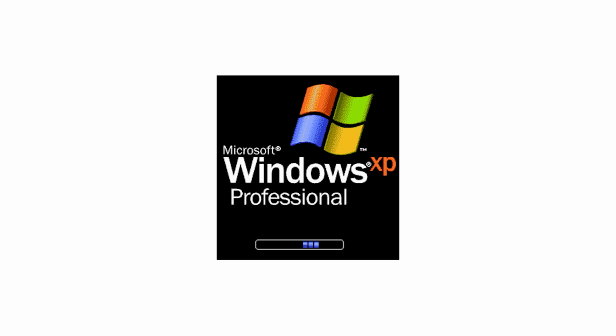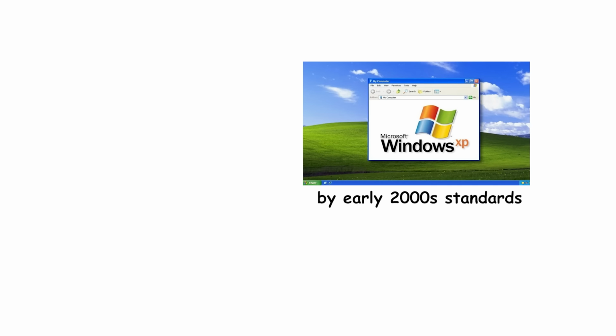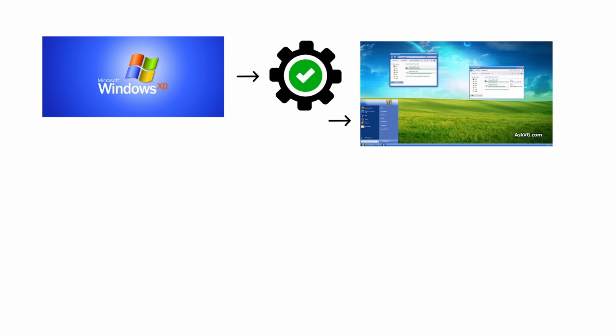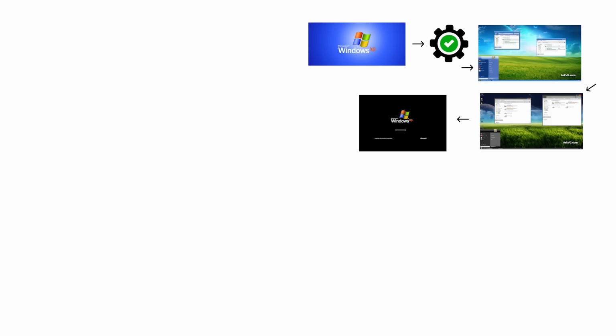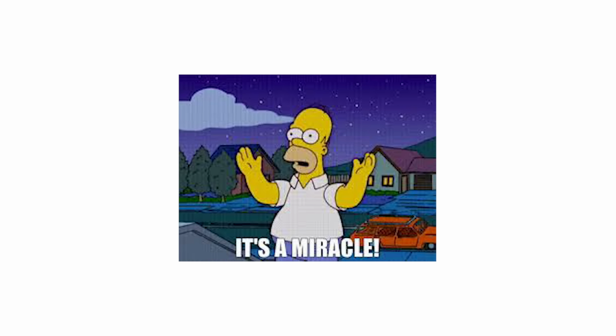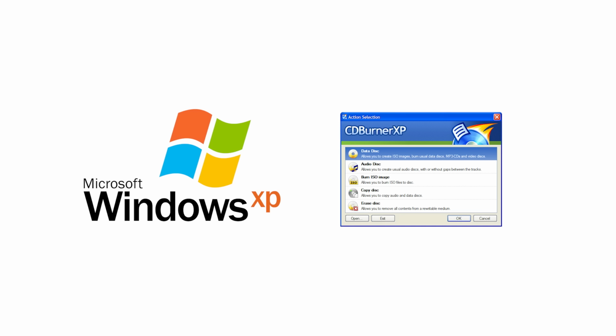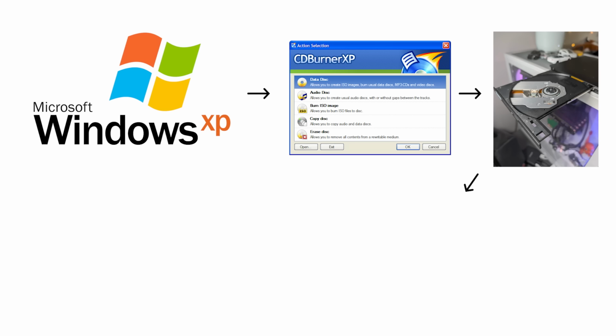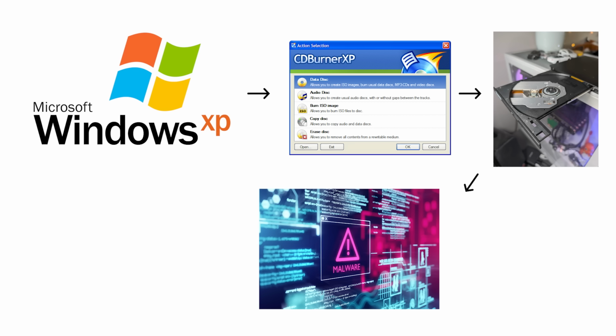The interface was smoother, colorful, and, by early 2000s standards, beautiful. It introduced the now iconic blue and green Luna theme, faster startup, and far better hardware detection. Plug in a device, and it usually just worked. A small miracle after years of driver drama. XP also introduced built-in CD burning, so you could finally make your own music discs without installing shady third-party software that came with a side of malware.